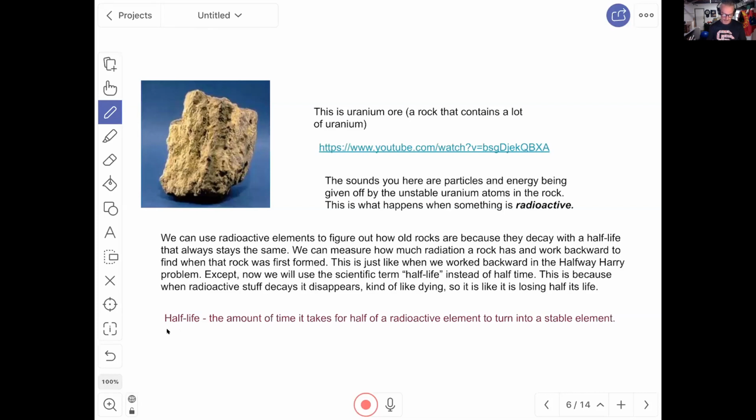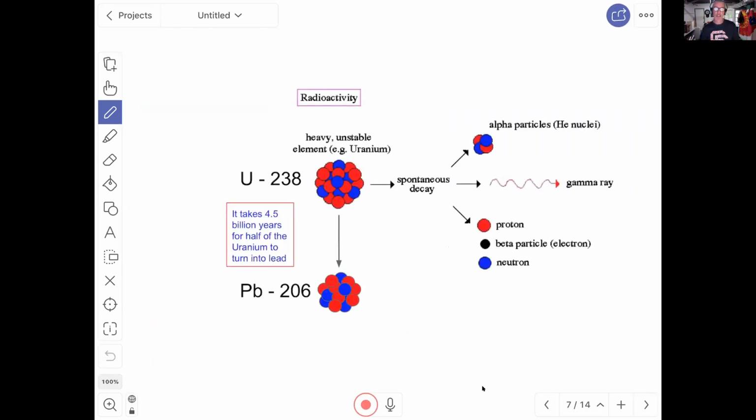So we're going to redefine half-time to be half-life at this point. So what is a half-life? A half-life is the amount of time it takes for half of a radioactive element to turn into a stable element. Or in other words, to stop giving off radiation. So we can tell how much radiation something has by measuring it. And what does that mean? Well, here is a picture of uranium-238.